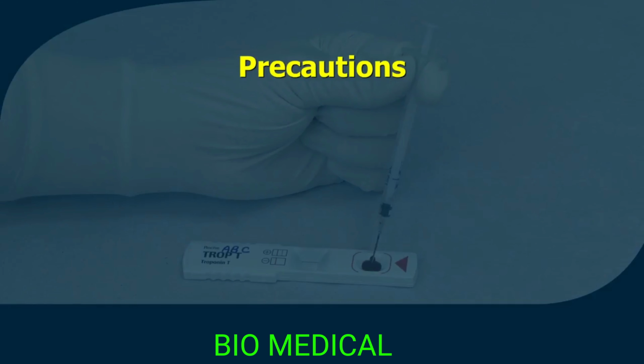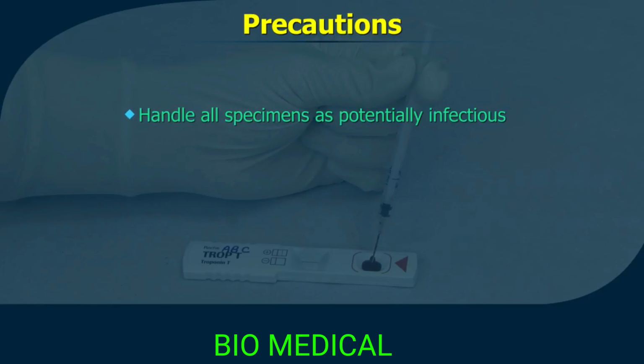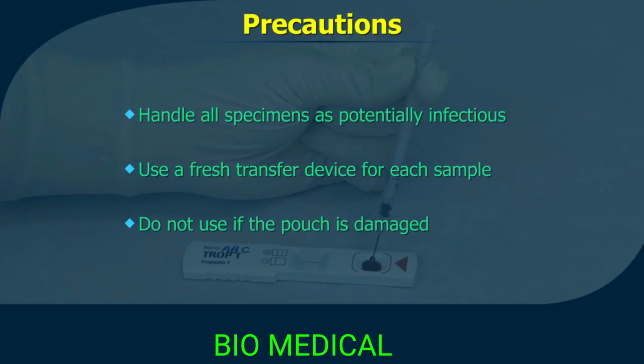Precautions that need to be taken. Handle all specimens as potentially infectious. Proper handling and disposal methods should be established. To avoid cross-contamination, use a fresh transfer device for each sample tested. Do not use the test kit if the pouch is damaged or improperly sealed.